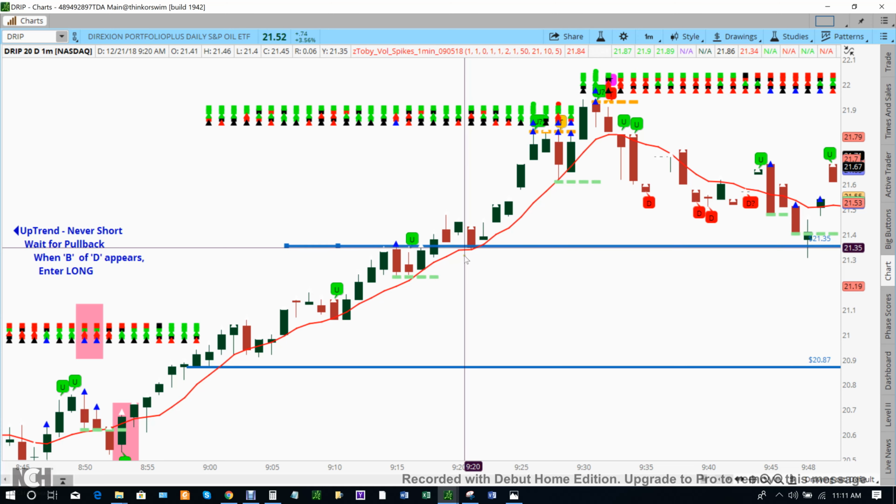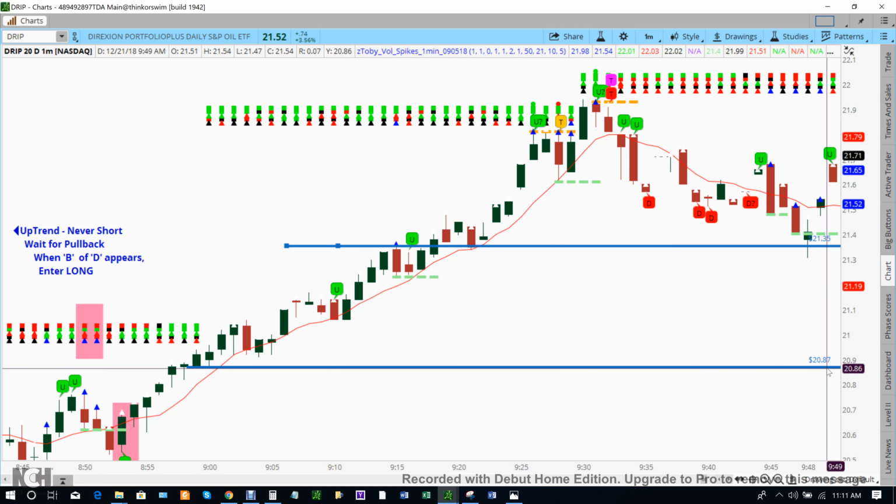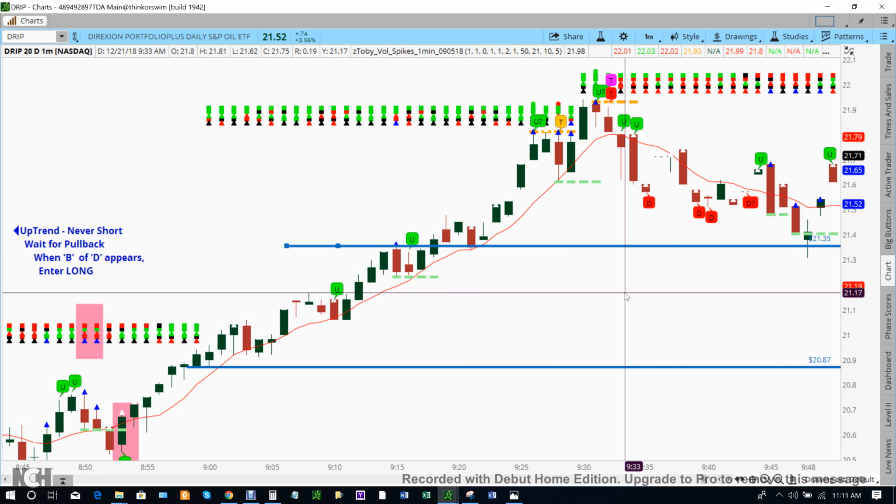And that's conservative. It's 21.35 and 20.87, so about 45 cents, half a dollar. So this is about a 2 or 2.5% trade, and there's nothing wrong with that.